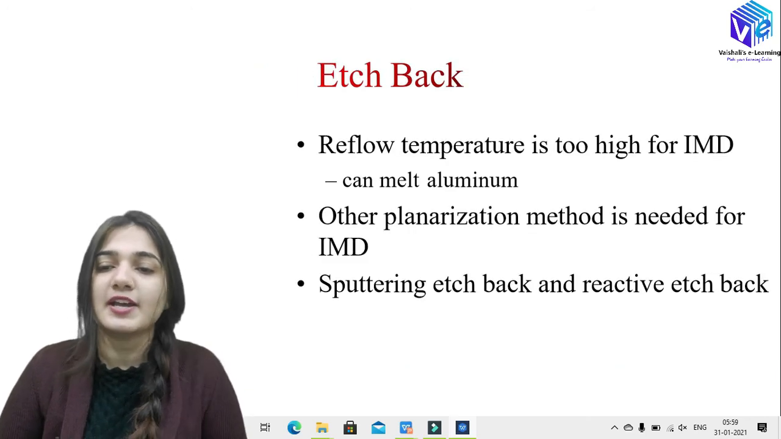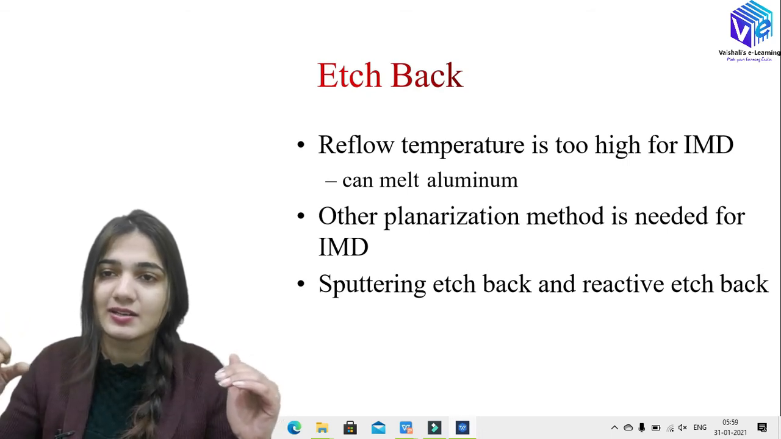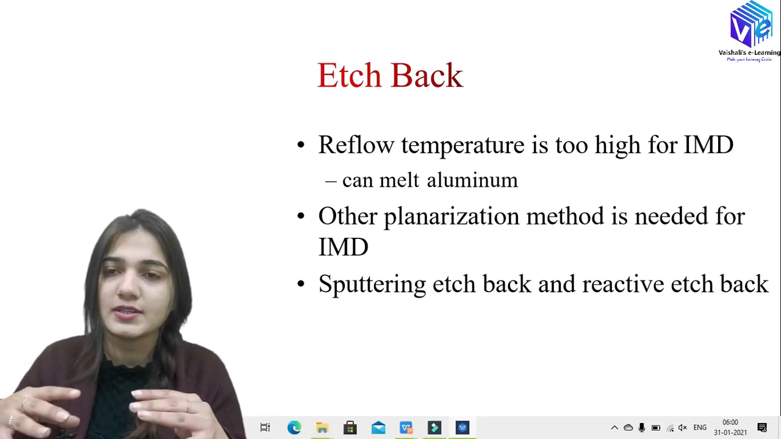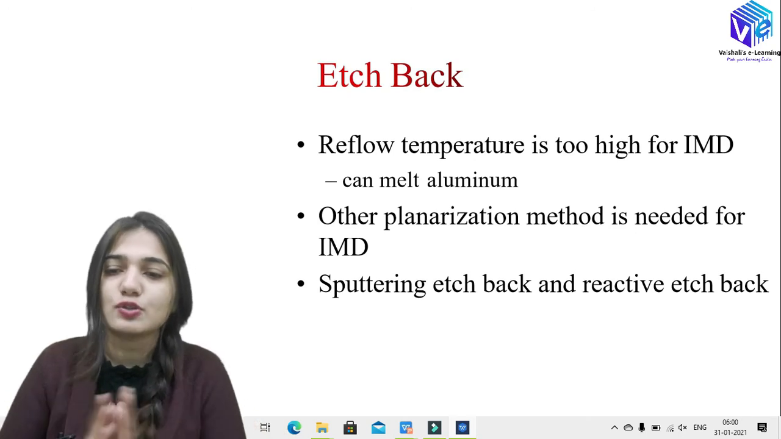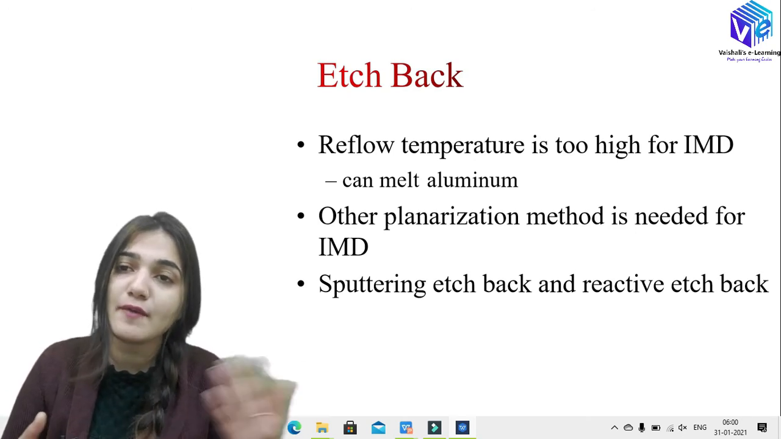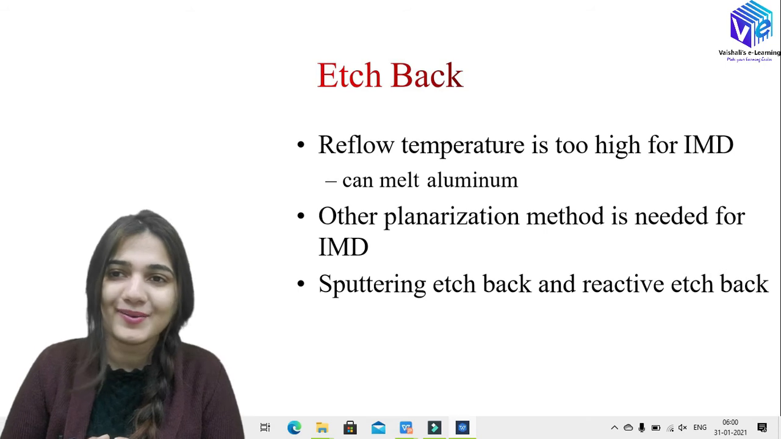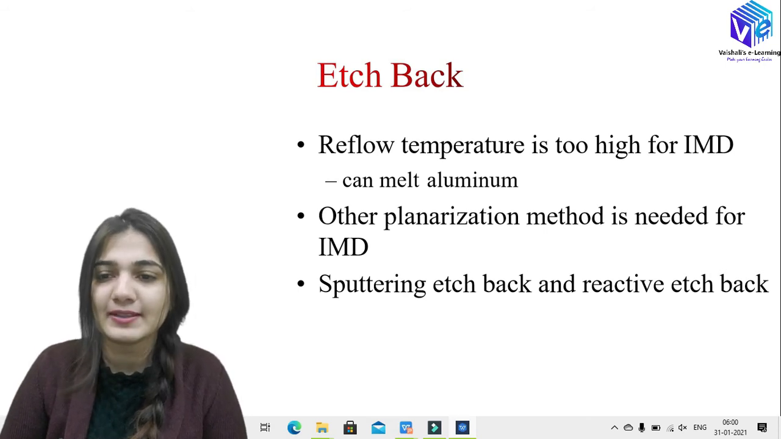So now coming to the etchback. In the etchback, what are we doing? We are etching the structure, and then again we are depositing, and then again we are etching. So this is a very important process about which we have already talked in the chemical vapor deposition or the CVD videos as well, if you remember. Okay, I hope most of you are remembering this thing.